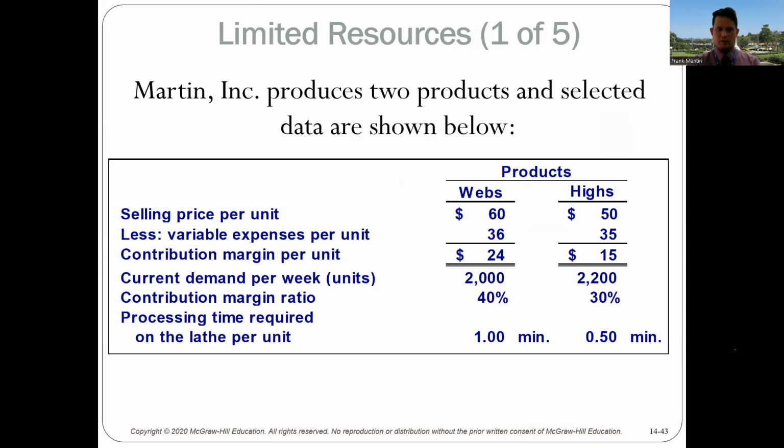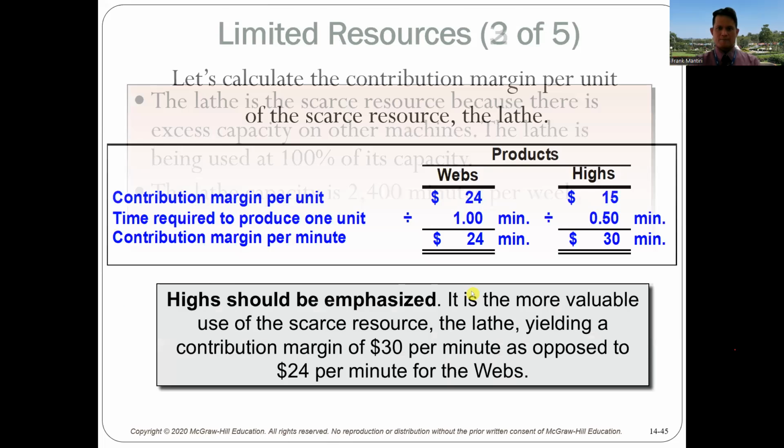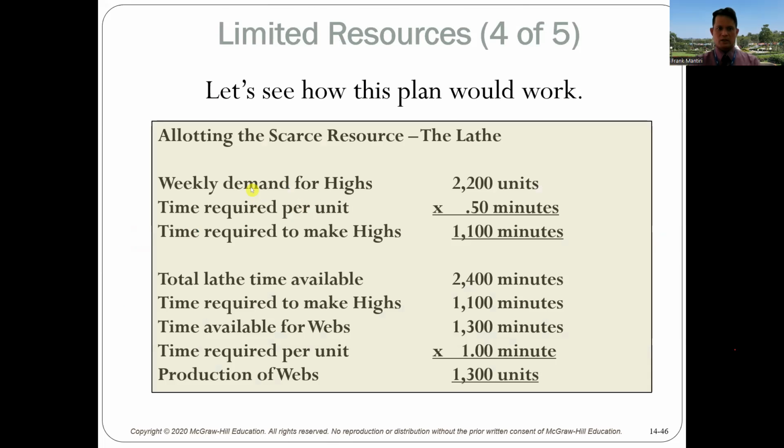Okay, let's find it. Okay, here. 2,200 for highs and 2,000 for webs. Okay, so let's see. The weekly demand for highs is 2,200 units times the required time per unit, which is 0.50 minutes. You will get the time required to make highs equals 1,100 minutes.